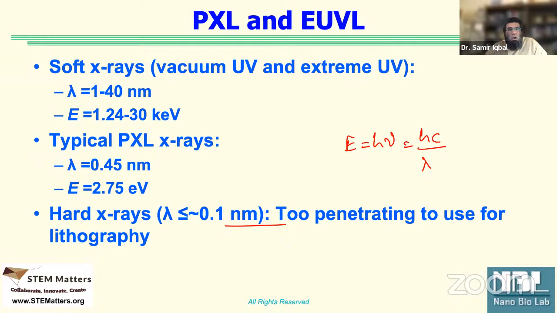So now, how do we make the pattern out of them? How do we make a stencil where we shine X-rays and the stencil can be opaque, right? So that's a challenge there.